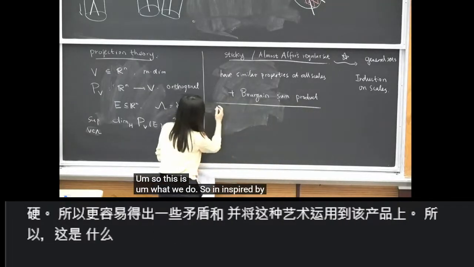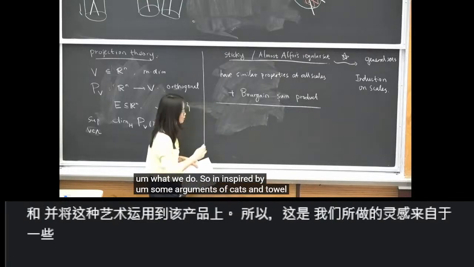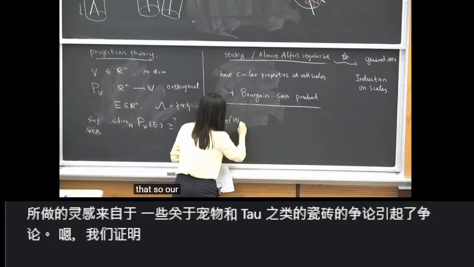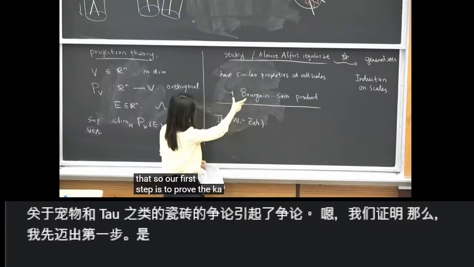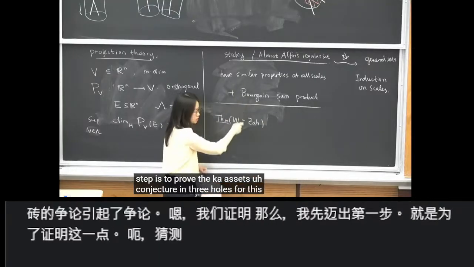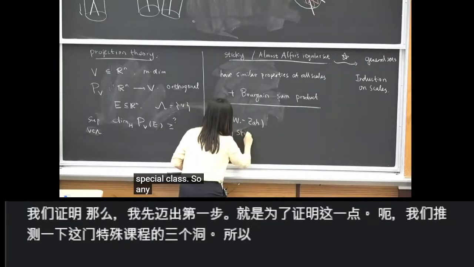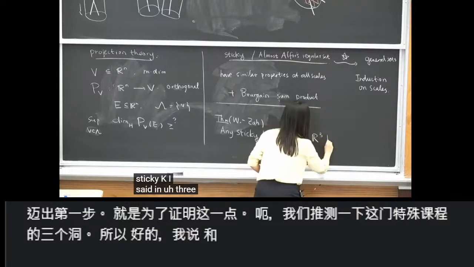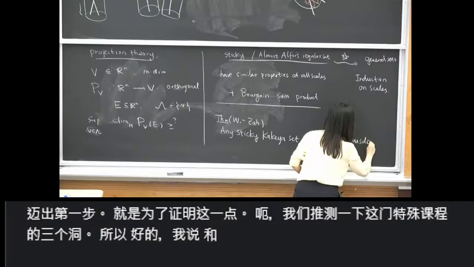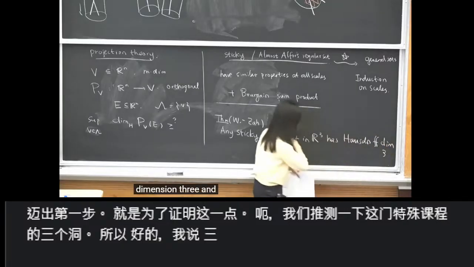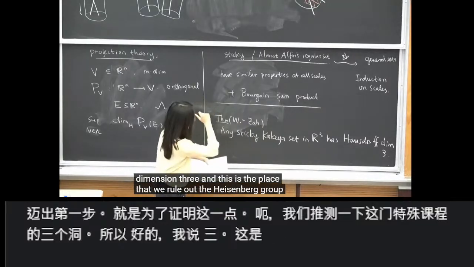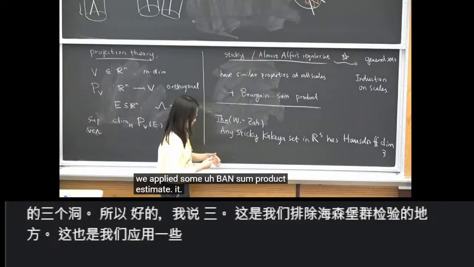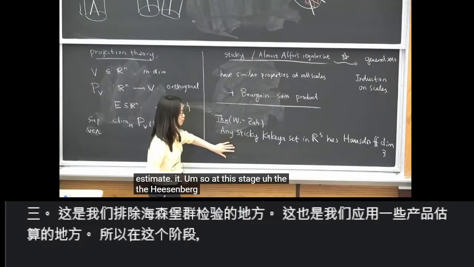So this is what we do. Inspired by some arguments of Katz and Tao, like Tao's blog post, we prove that our first step is to prove the Kakeya set conjecture in R3 holds for this special class: any sticky Kakeya set in R3 has Hausdorff dimension 3. And this is the place where we rule out the Heisenberg group example, and also where we apply Bourgain's sum product estimate. So at this stage, the Heisenberg group example is gone.